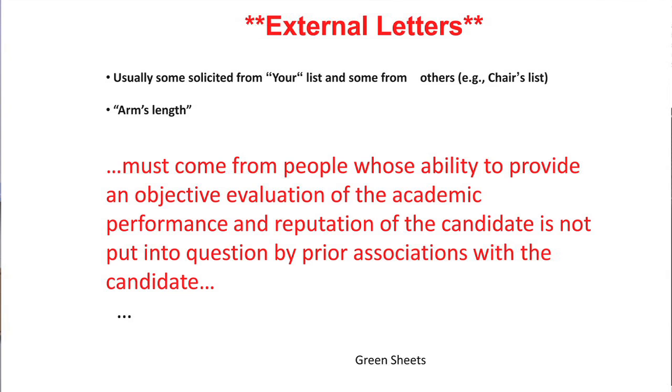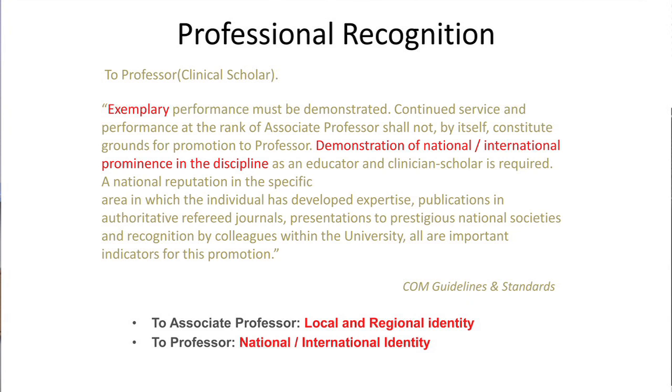Letters must come from people whose ability to provide an objective evaluation of the academic performance and reputation of the candidate is not put into question by prior associations. Okay? Is there something hinky going on here? And it happens all the time. We get the letters in the dean's office and we read that opening paragraph about how this person knows the person, and there's just all these warning signs that come out.